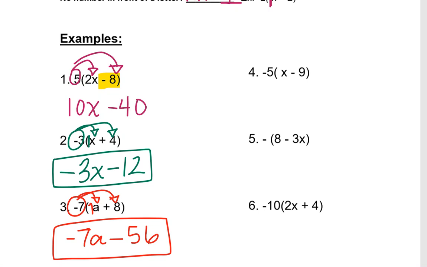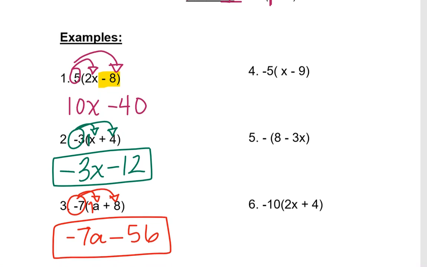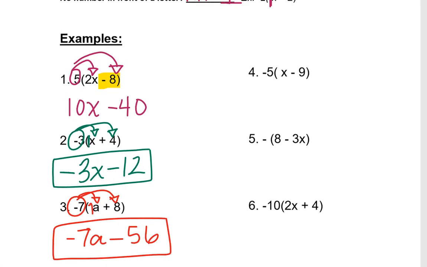Next, this is a tricky one, so be very careful here. Many students make mistakes on this problem. I am distributing a negative 5. I need an invisible 1 here for my coefficient of x because it doesn't have a number in front. The first part is easy. Most students get this part right. Negative 5 times 1x, easy, negative 5x.